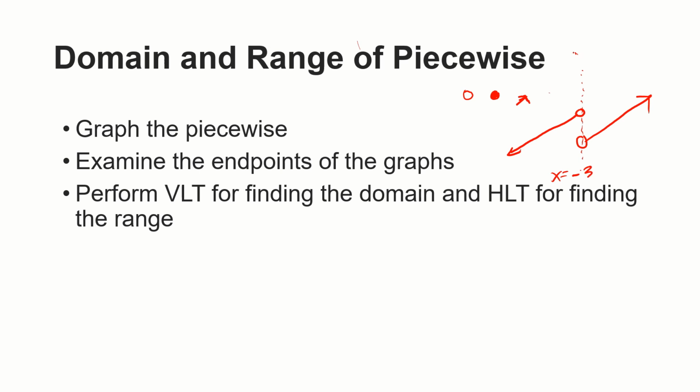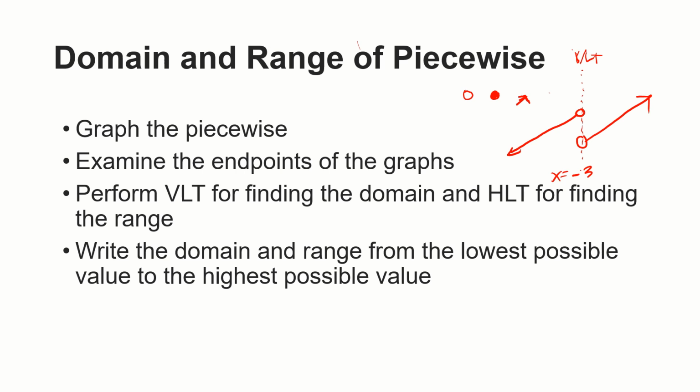If we look at the vertical line test, VLT, this dotted line here, at x is equal to negative 3, there is a hole in both of our graphs. Therefore, we know that x is equal to negative 3 is not part of the domain. So the vertical line test is used for determining the domain and the discontinuities in our domain, and the horizontal line test is for determining the range and if there are any discontinuities in the range.